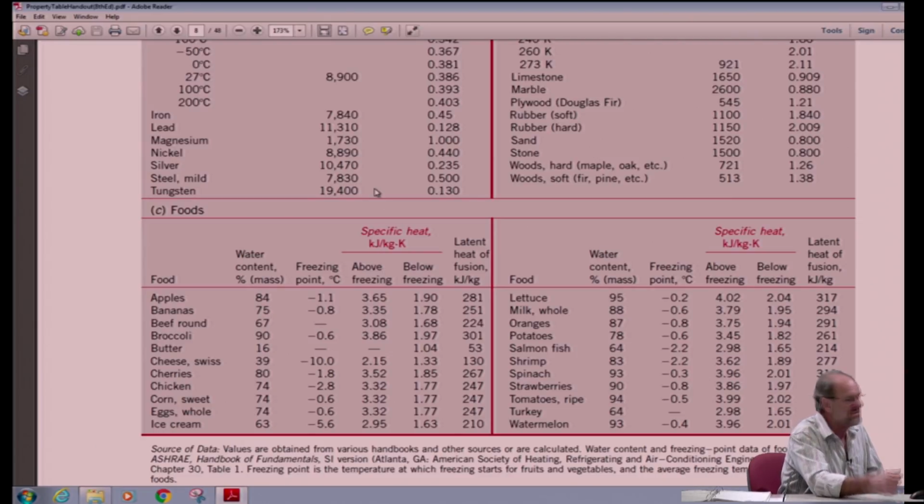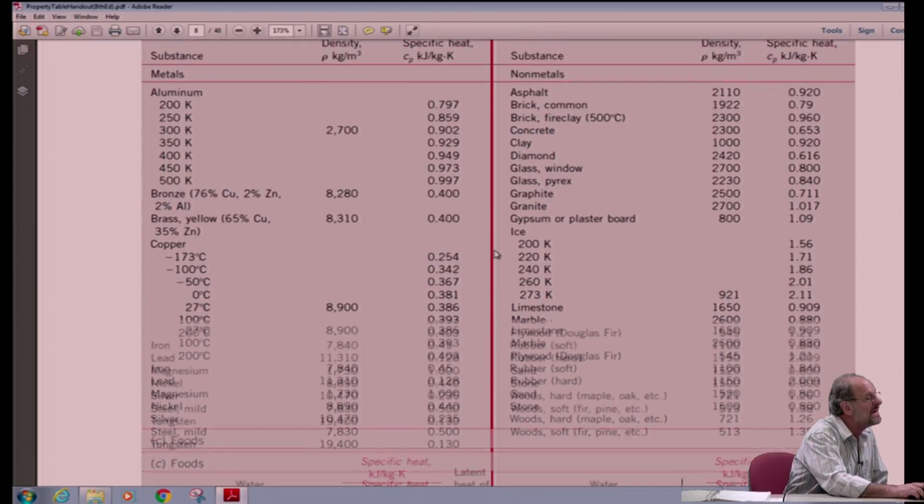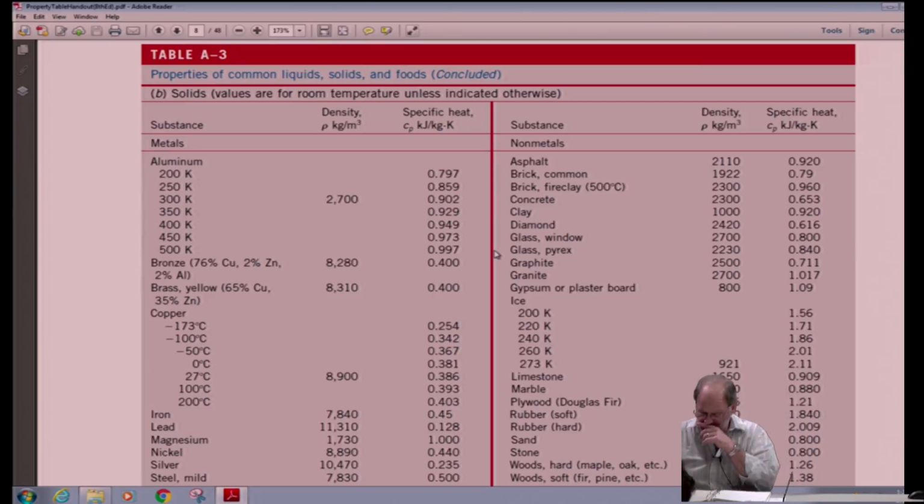We're not going to use the data for foods. Sometimes you see a problem that might involve an egg or a slice of butter or something like that. But it's just a pure substance like any other, and you'll just use the heat capacity data as appropriate. So anyway, this is where you're going to get your data from table A3.